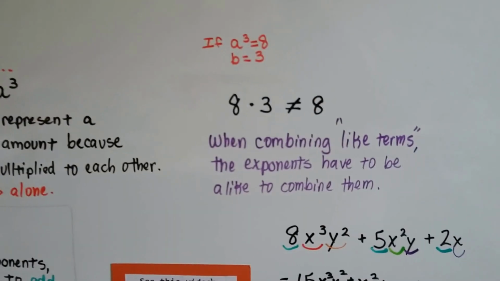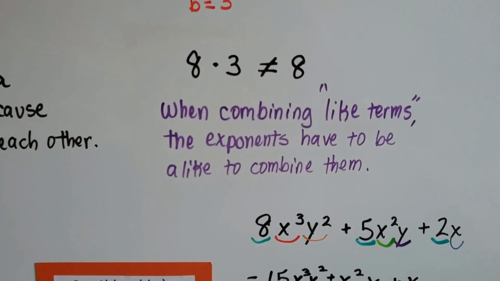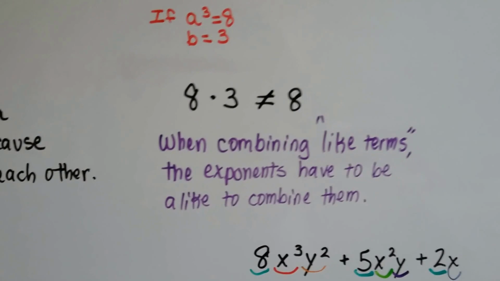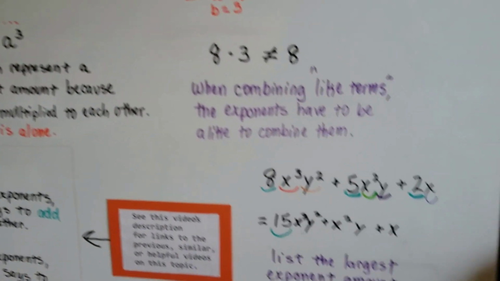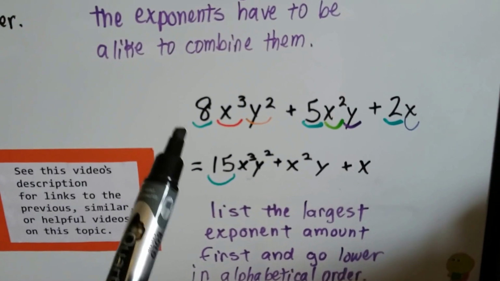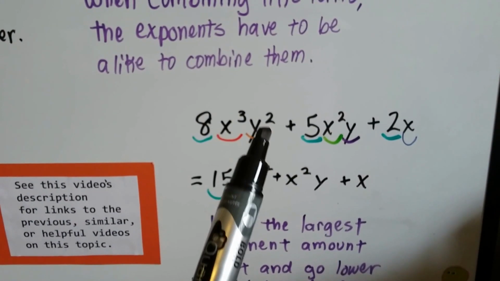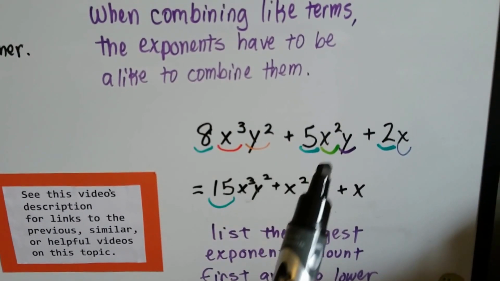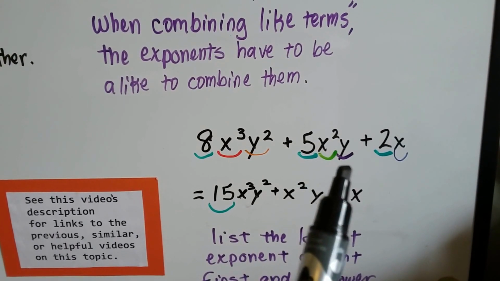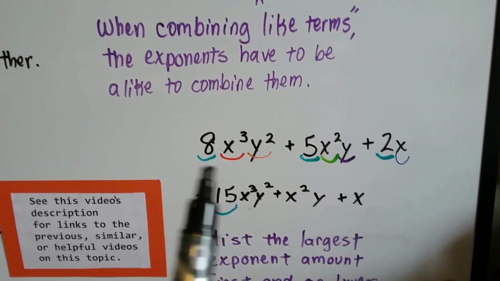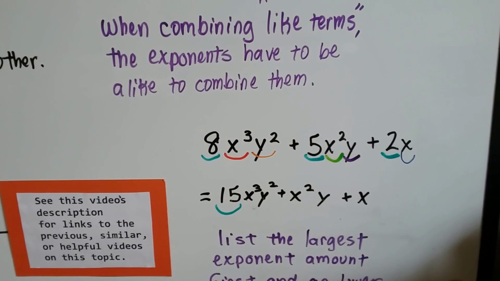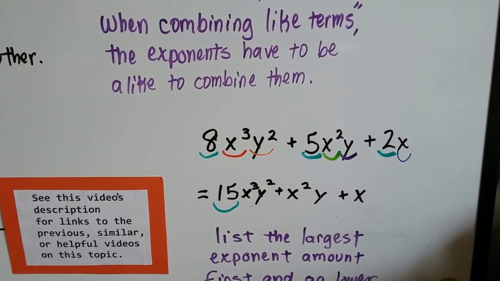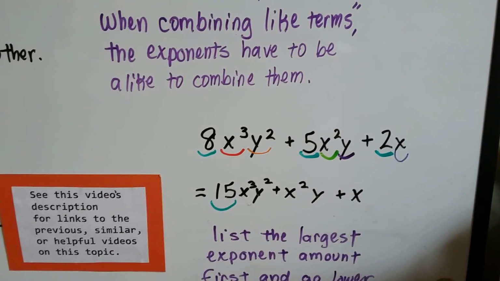All right? When combining like terms, the exponents have to be alike to combine them. And the variables have to be alike. All right? Look at this one. We've got 8x to the third y to the second power plus 5x to the second power y plus 2x. These are all different. The only thing that could be combined are the coefficients, the 8, the 5, and the 2. See? 8 and 5 is 13, and 2 more is 15.